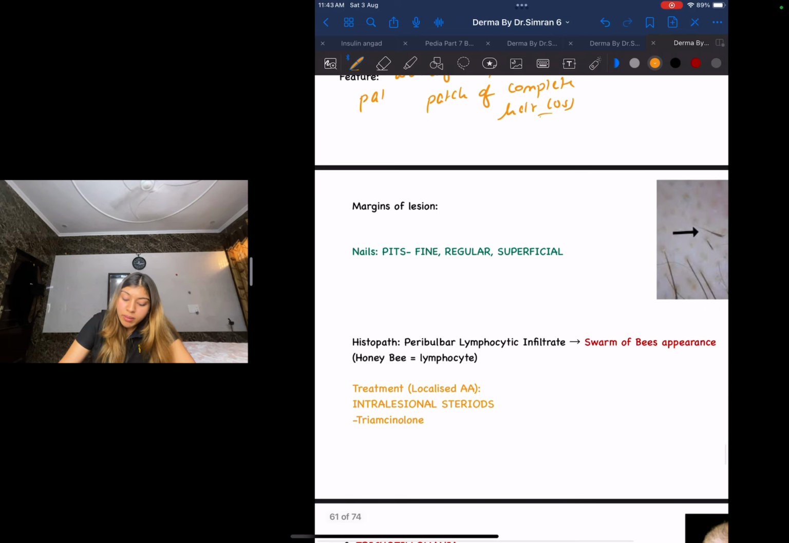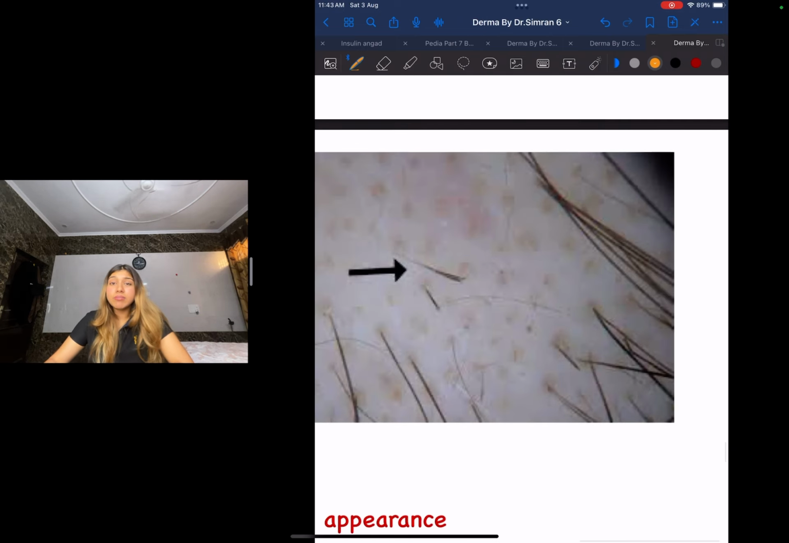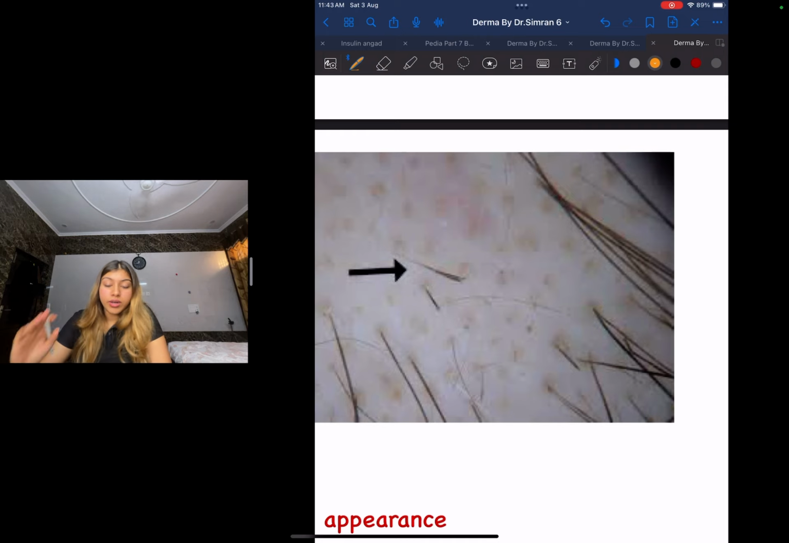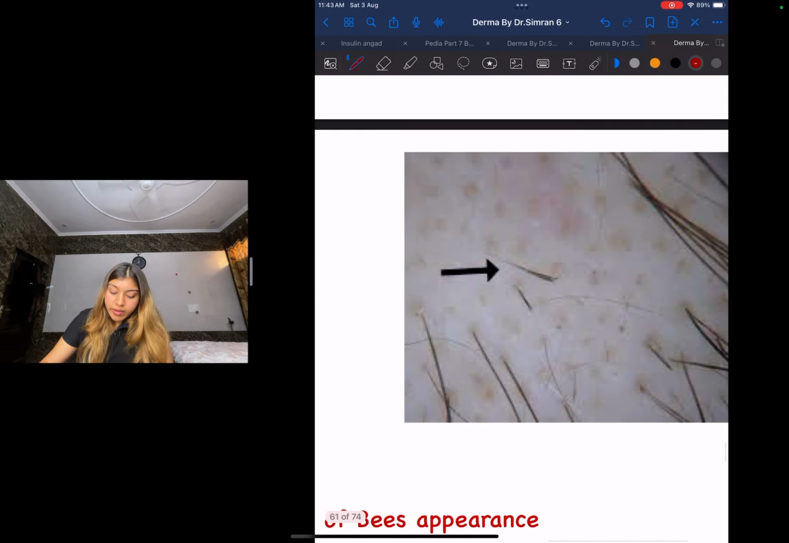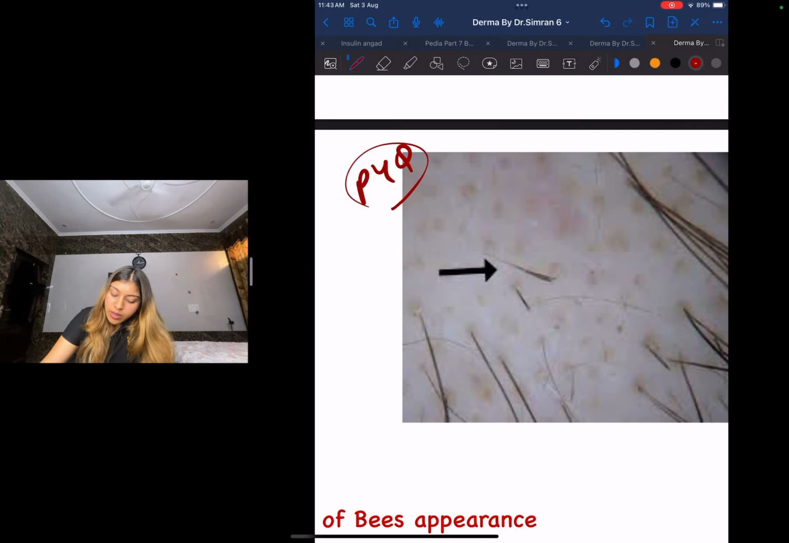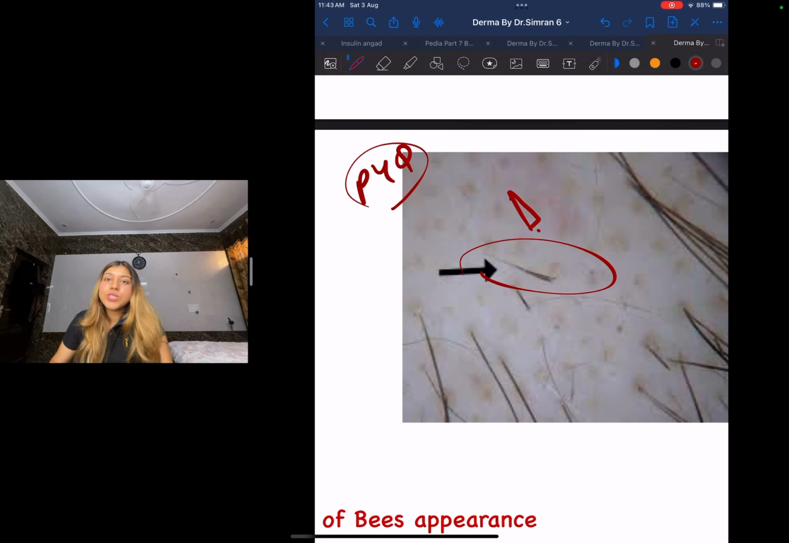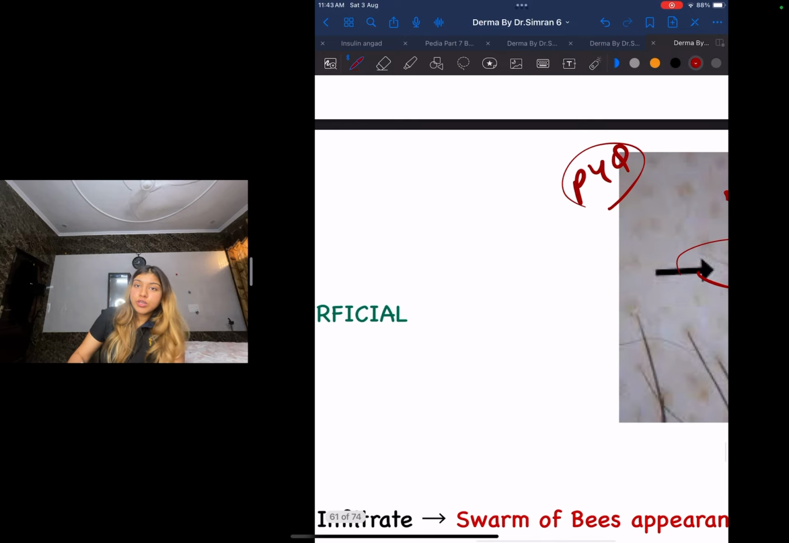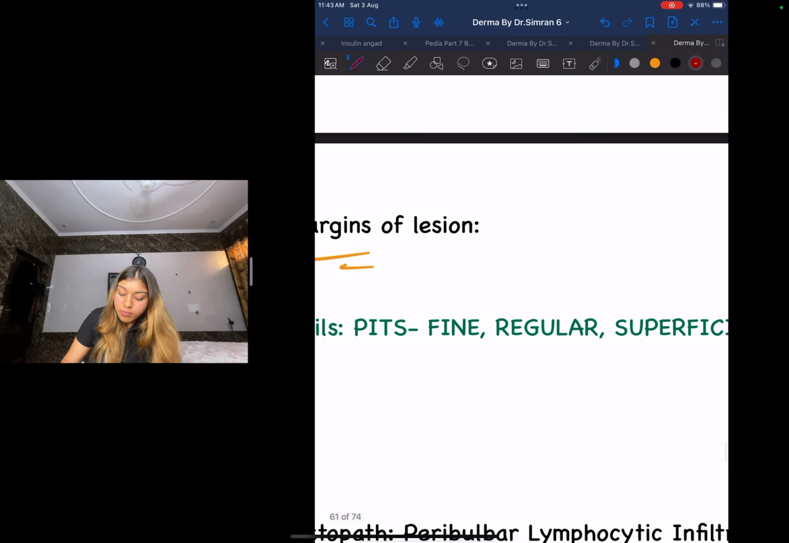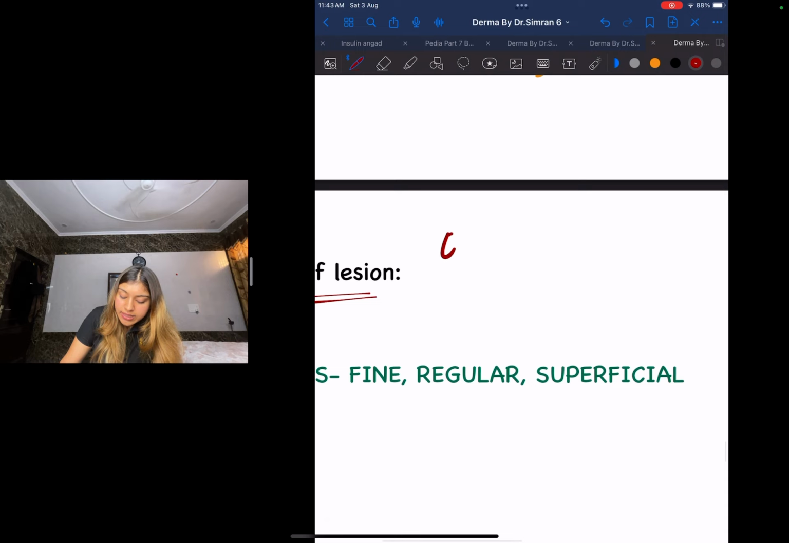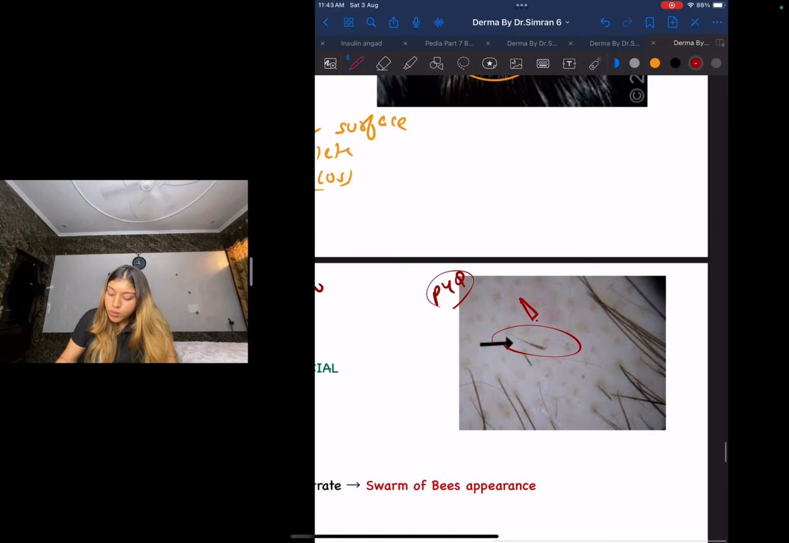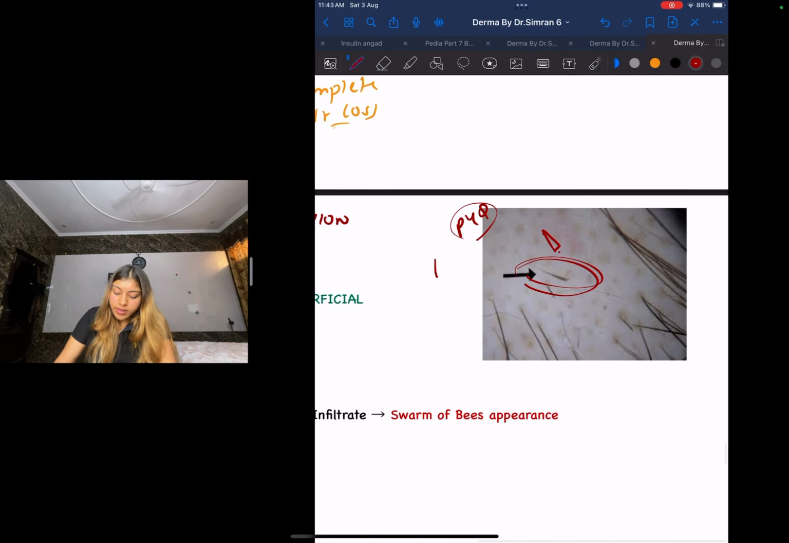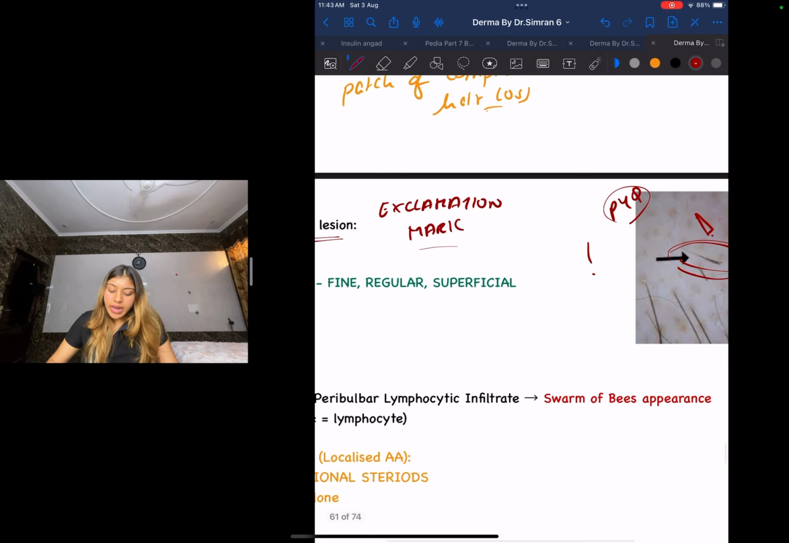Now, guys, let us know something more about the margin of the lesions. You might have seen this question 100 times even in your college, and it is a very common PYQ as well. What is this mark, guys? This is your exclamation mark, and where do you see it? These are seen in the margin of alopecia areata. So the margin of this lesion will give me an exclamation mark, very important. You can see this very beautiful exclamation mark over here, right? This is seen in alopecia areata.